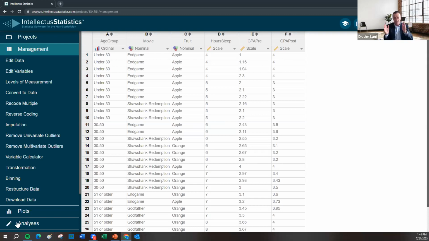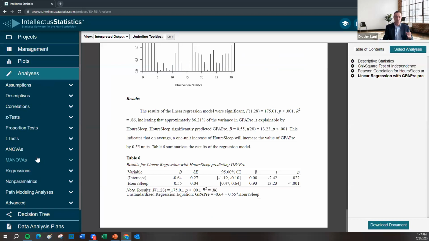So I can do a paired t-test. It's paired because for this individual, I'm pairing their score pre with their score post, and for this individual, I'm pairing their score pre and their score post. Hence the term paired t-test, or matched samples t-test.